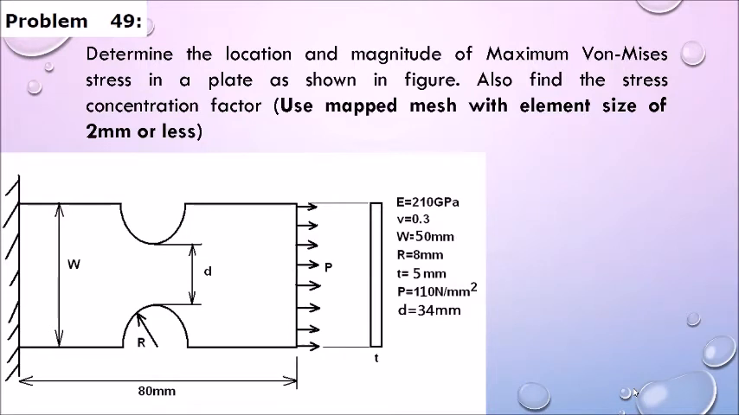Problem number 49 in the MFE lab manual. Determine the location and magnitude of maximum von Mises stress in a plate as shown in the figure. Also find the stress concentration factor. Use mapped mesh with element size of 2 mm or less. See, in the problem statement itself, it is clearly mentioned to use mapped mesh and you have to use element size of 2 mm or less than that.